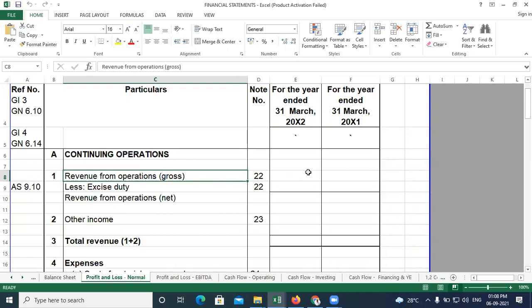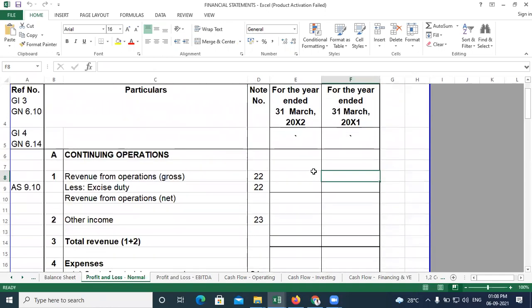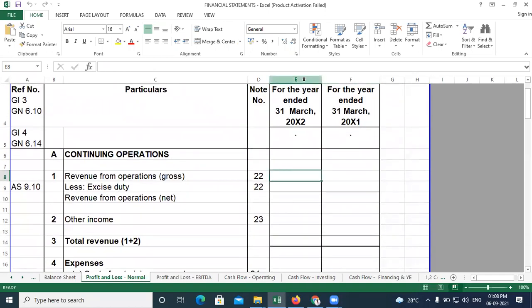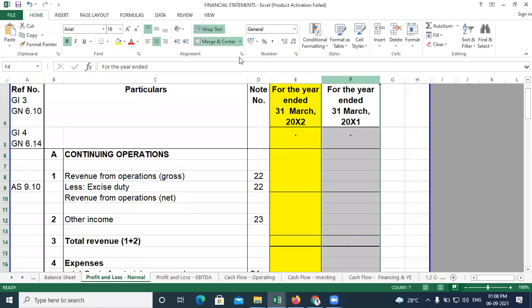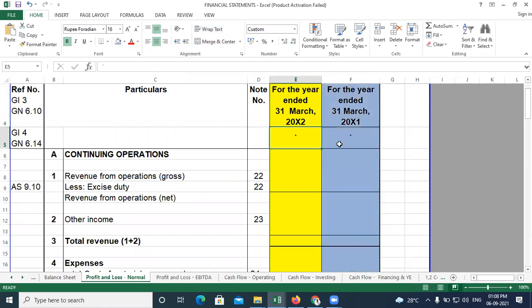That gross sales we will take for the current year, and comparatively on the next side we'll have the previous year. So the current year is this column, which I'll now highlight in yellow color. So the yellow color column is this year, and the faint blue color column indicates the previous year. So yellow is this year's figures, and blue indicates the previous year.